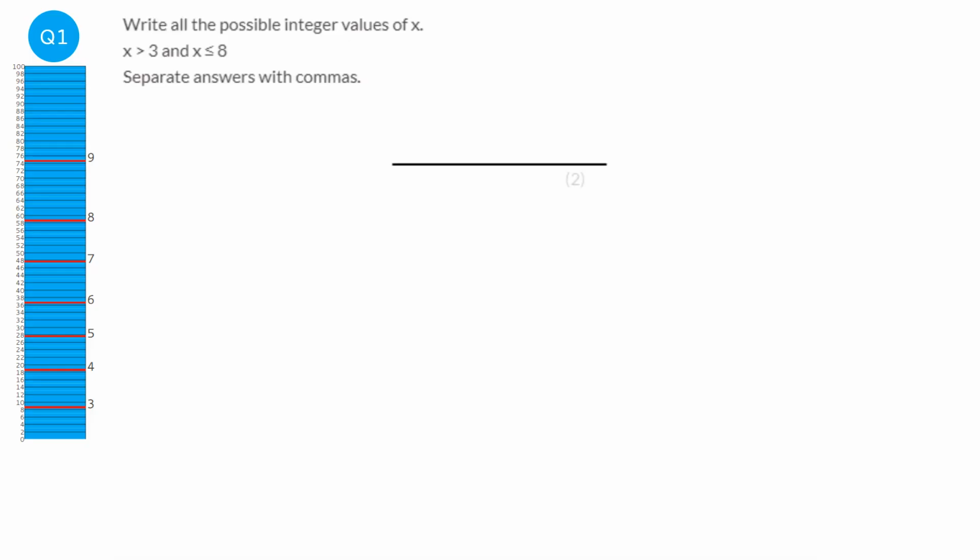Integer just means whole number, so we're looking for all the whole numbers that satisfy these two inequalities. Well, the first inequality says that it has to be greater than 3. So the smallest number that is greater than 3 is 4. The second inequality says it has to be less than or equal to 8. So I'm just going to keep going till I get to a number that is less than or equal to 8. It can't be 9 because 9 is not less than or equal to 8.